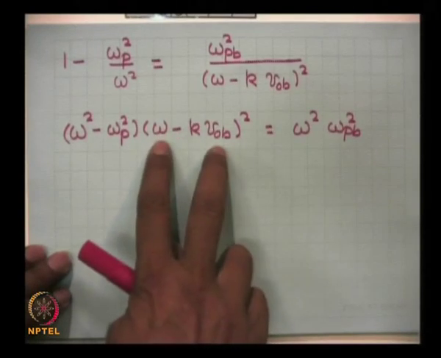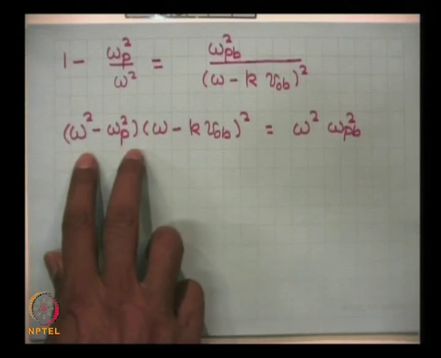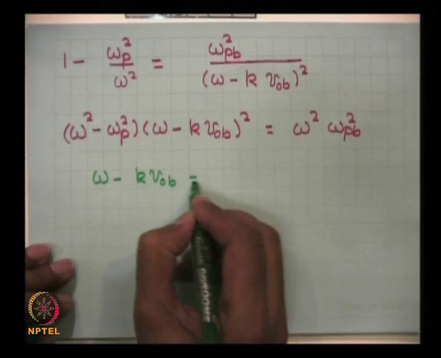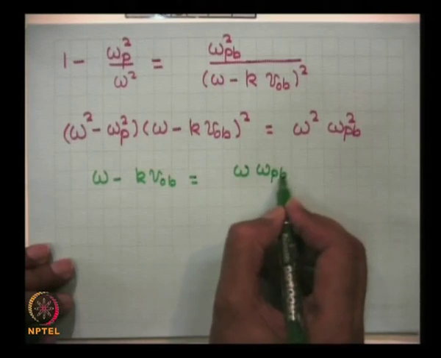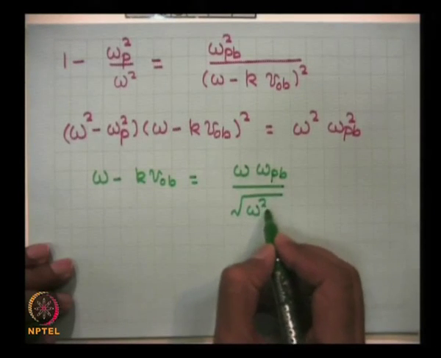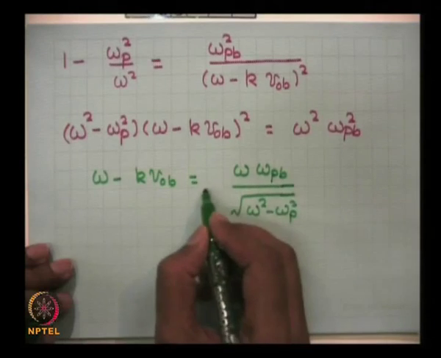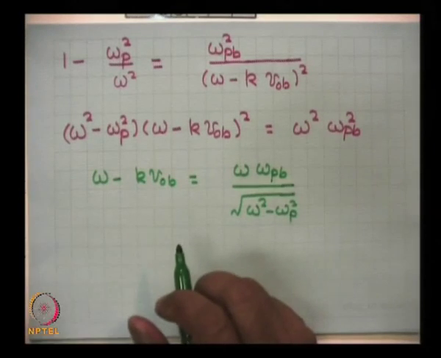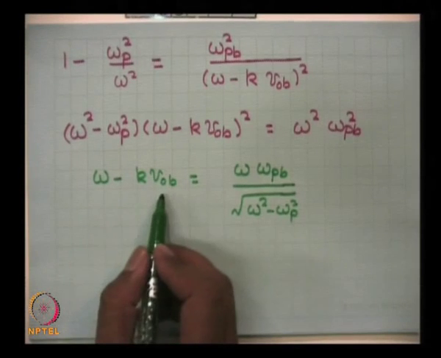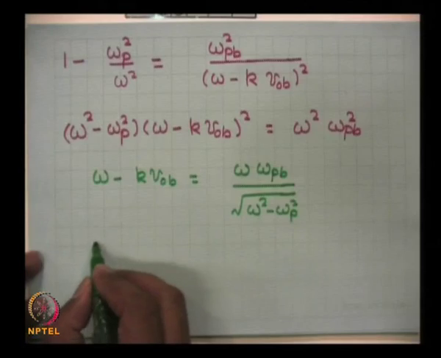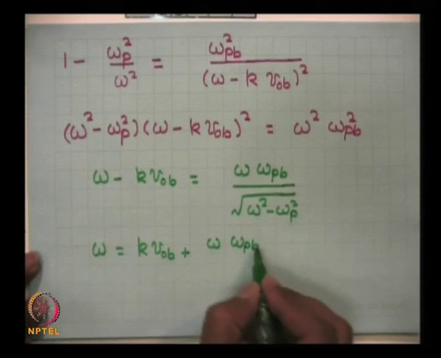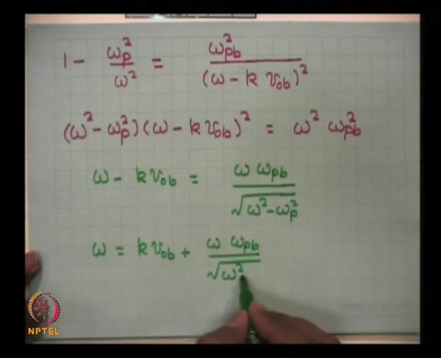Let us see how. Please note one thing in here. I can rewrite this equation by dividing both sides by this factor. So, what do I get? Omega minus k V0b is equal to omega Pb into under root of omega square minus omega P square. Means what I have done, I have divided this equation by this factor and take the square root. So, I get this sort of expression. This says that omega is equal to k V0b plus additional term. So, omega becomes equal to k V0b plus omega Pb upon under root of omega square minus omega P square.